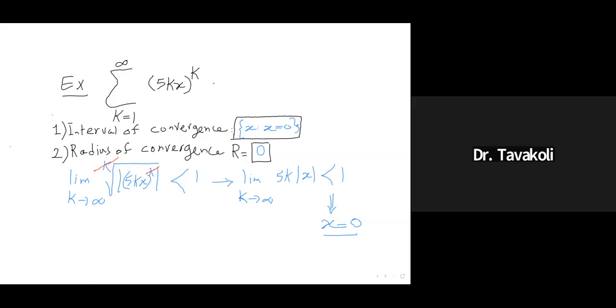Okay, let's see another example. Consider this series: x to the power of 2k plus 3 over 5 to the power of k minus 1, where k runs from 1 to infinity. In many of the examples, x was raised to the power of k, but let's make it something else, like 2k plus 3.